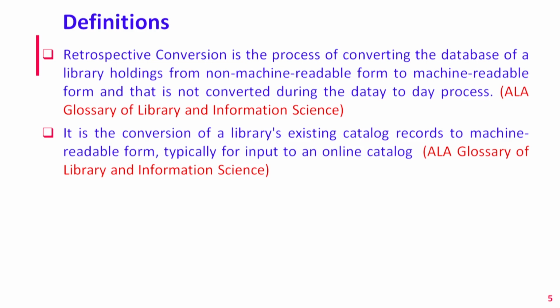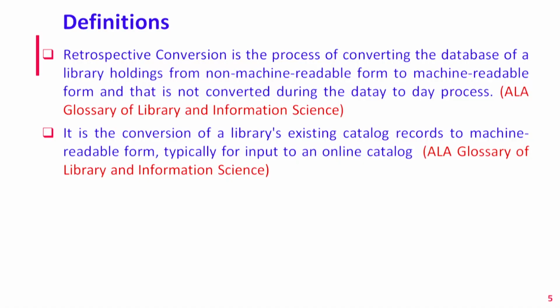Now let us see some standard definitions to make this context very clear. The American Library Association Glossary of Library and Information Science defines retrospective conversion as a process of converting the database of a library holding from non-machine readable form to machine readable form, that is not converted during the day-to-day process. In the same way, the ALA Glossary has given one more definition: it is the conversion of a library's existing catalog records to machine readable form, typically for input to an online catalog.